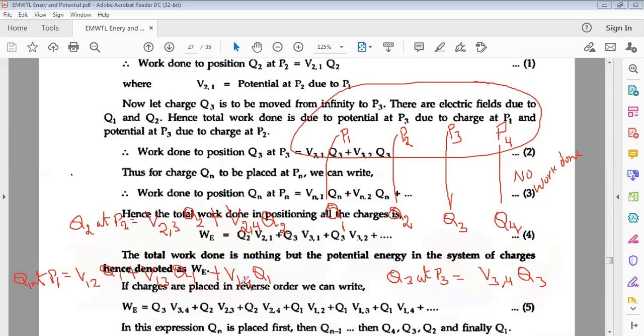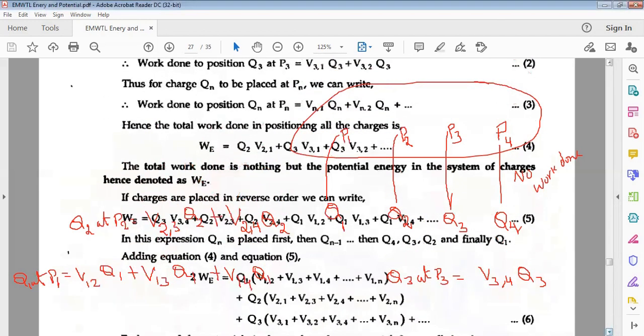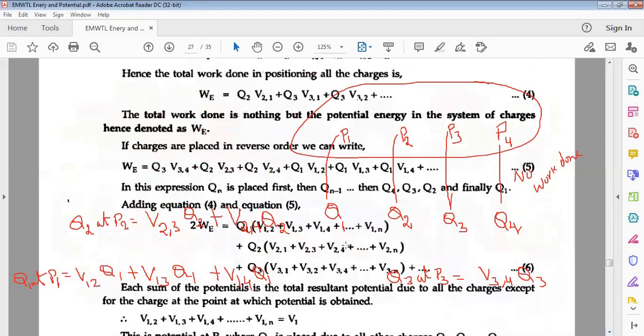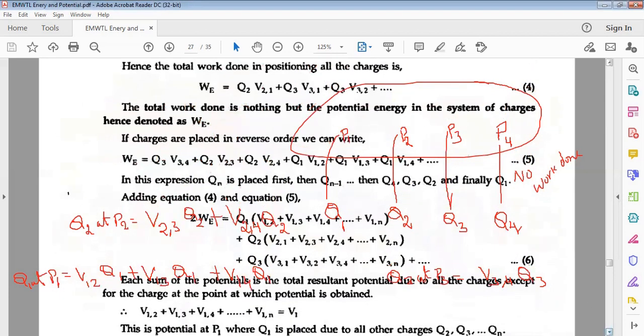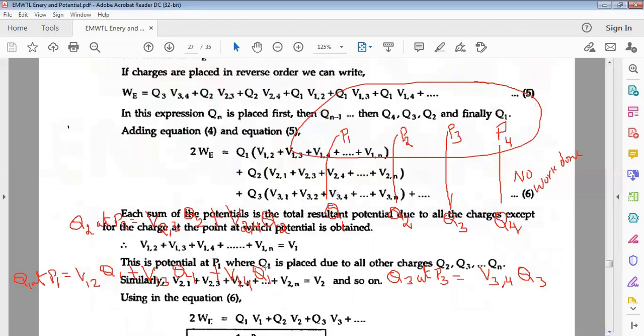So now we can add all the terms, the total work done. The total work done is Q1 V12, Q1 V13, Q1 V14, and Q2 V23, Q2 V24, plus Q3 V34. What matters, friends? This is the reverse order. Understood. Now we can add all the terms, the reverse order and the forward order.